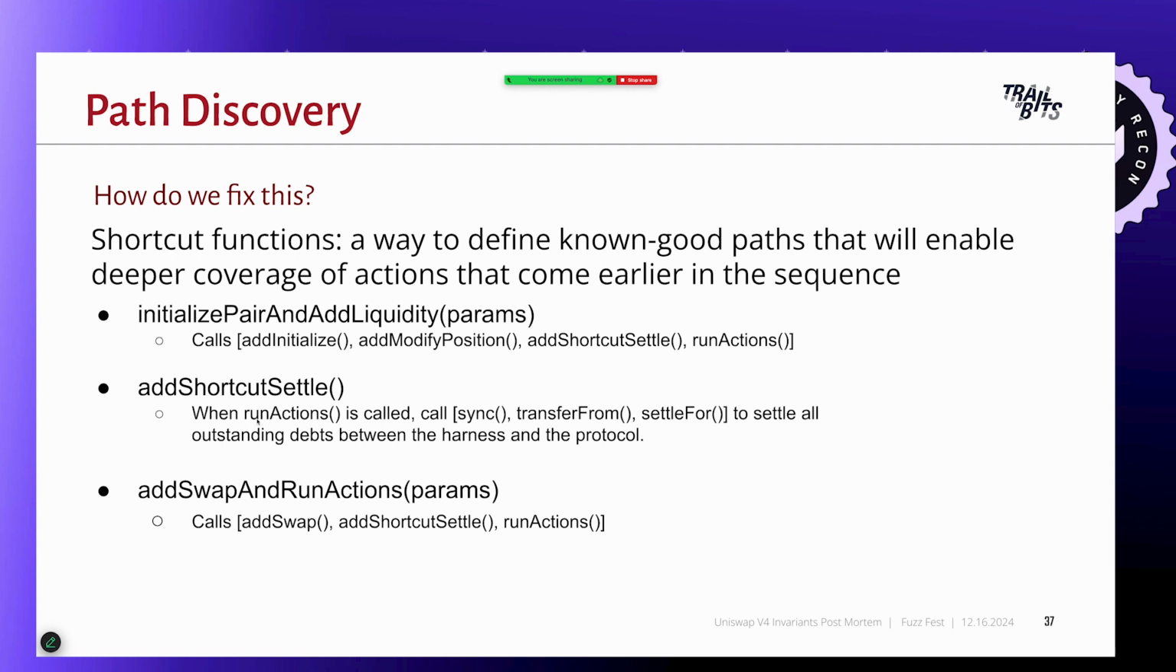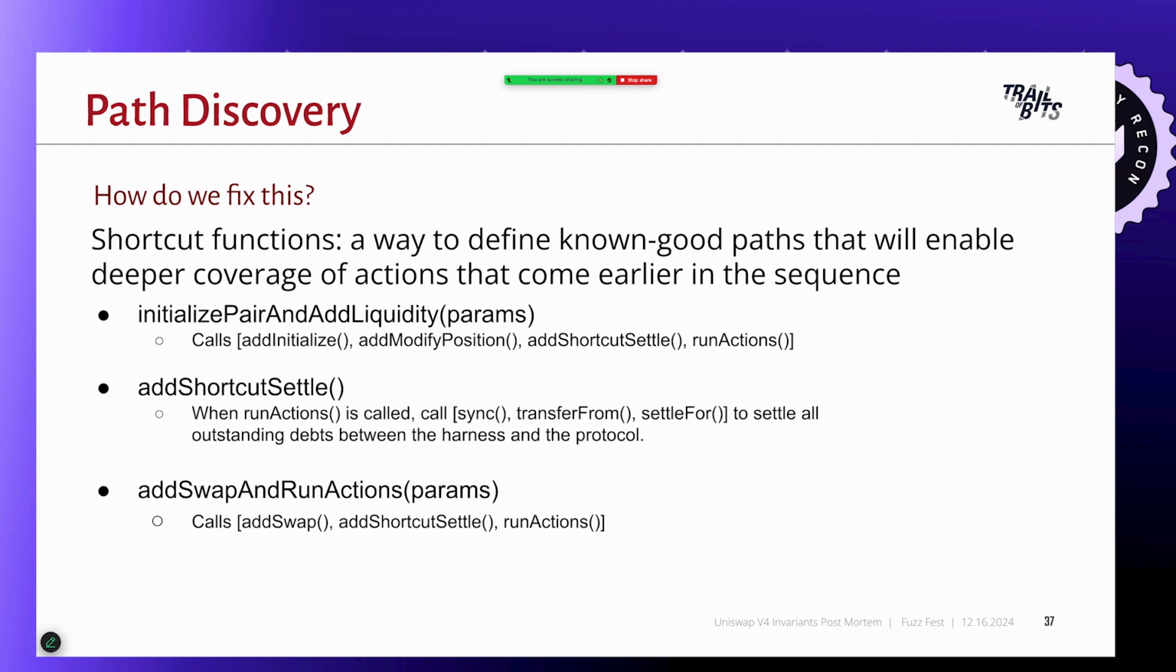In the last example of a shortcut function here is add swap and run actions. You could have this happen right after calling initialize pair and add liquidity. And all this does is it does a swap, it does a shortcut settle, and it does a run actions. And with these shortcut functions, all of a sudden it becomes a million times easier for the fuzzer to construct a working Uniswap v4 pair with liquidity that you can actually swap on and to actually execute the swap.